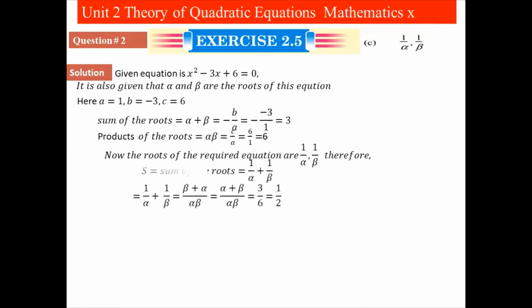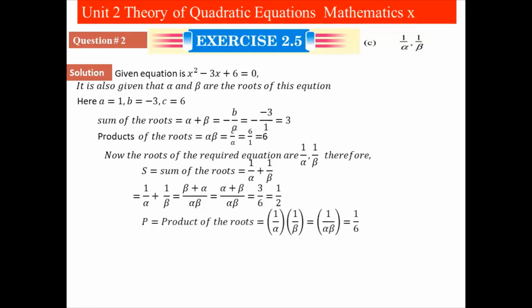Therefore the sum of the roots will be equal to 1 by alpha plus 1 by beta. Now we can take alpha beta as the LCM. So this alpha cancels out with this one. When we multiply beta with this one, we have beta. Now this beta cancels out with this one. We are left with alpha, and when we multiply alpha with 1, we have alpha. So we can arrange this as alpha plus beta divided by alpha beta. We know that alpha plus beta is 3 and alpha beta is 6. So this can be simplified as 1 by 2. So the sum of the roots of the required equation is 1 by 2.